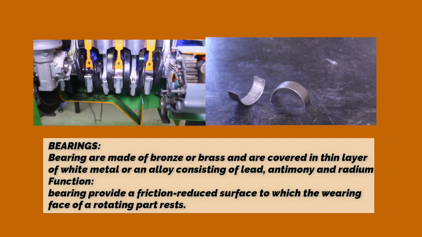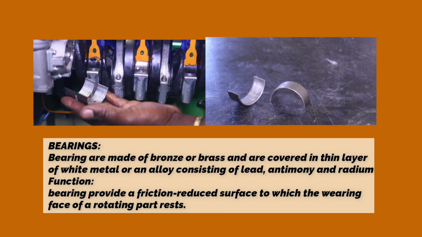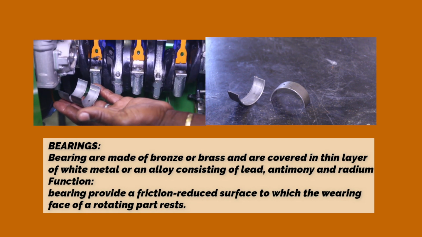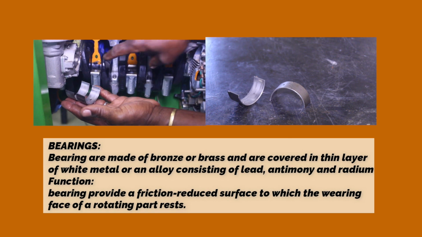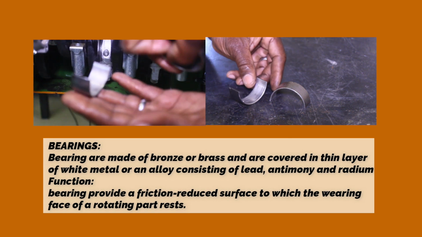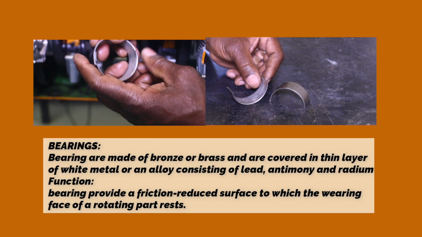Bearings. Bearings are made of bronze or brass and are covered in a thin layer of white metal or an alloy consisting of lead, antimony, and radium. Function. Bearings provide a friction-reduced surface on which the wearing face of a rotating part rests.